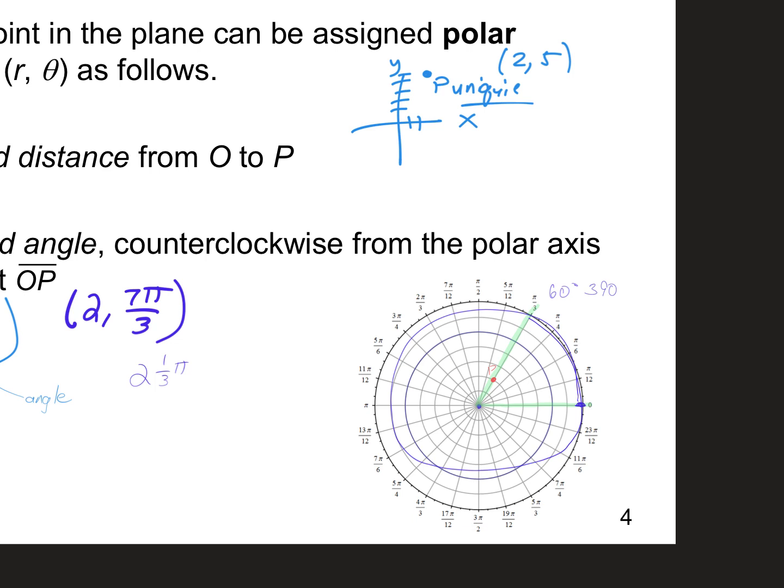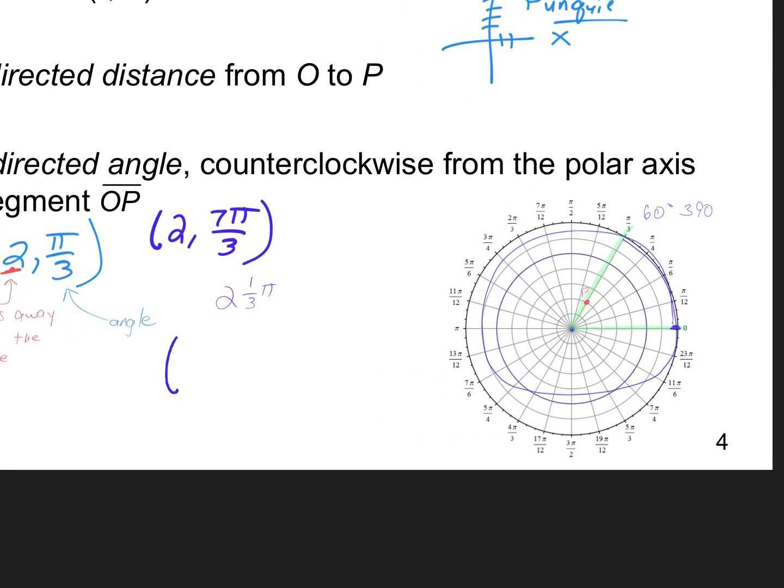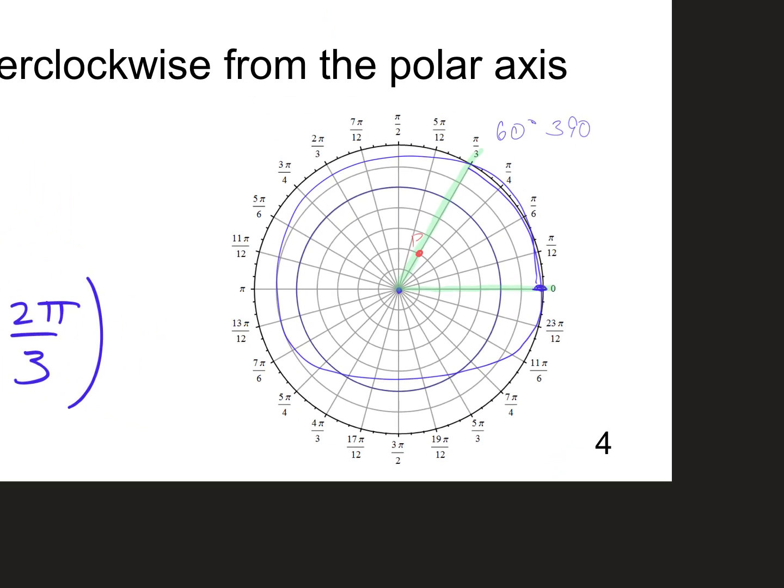What about if I said, okay, let's plot, what am I going to do? Let's do 2, negative 2 pi over 3. Right? What changed here? What's negative? 2 pi. The angle that we're looking at. So how do we figure that out?